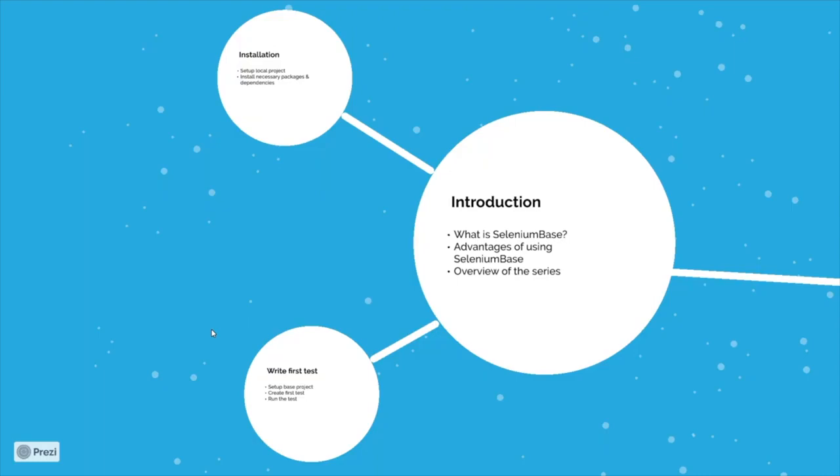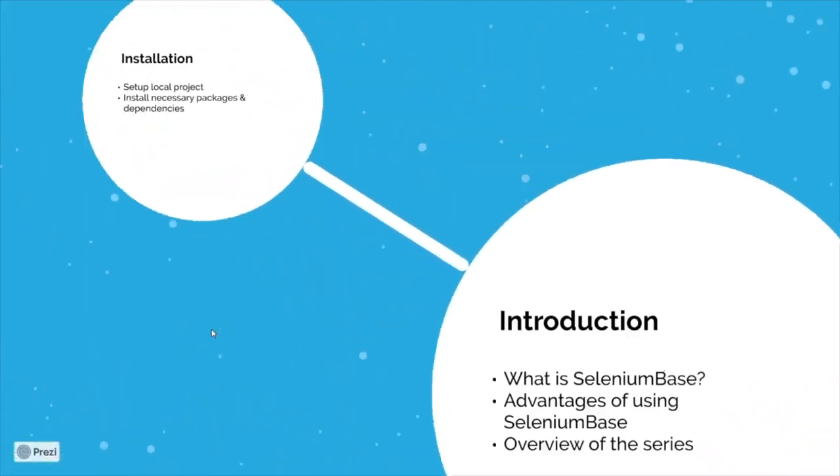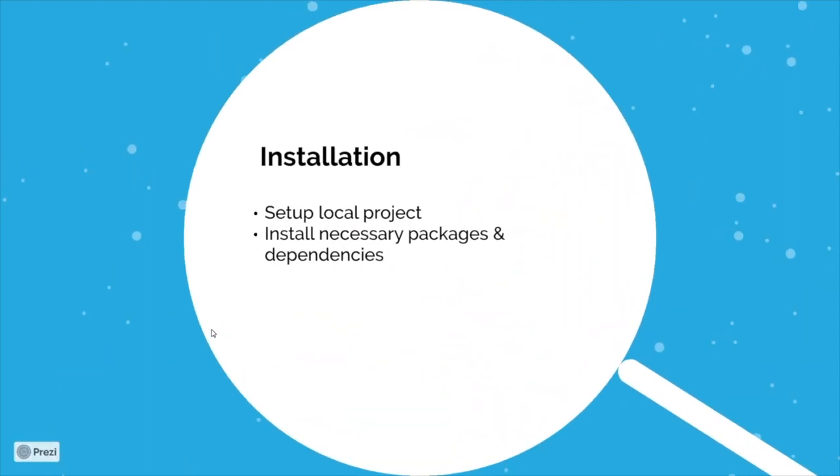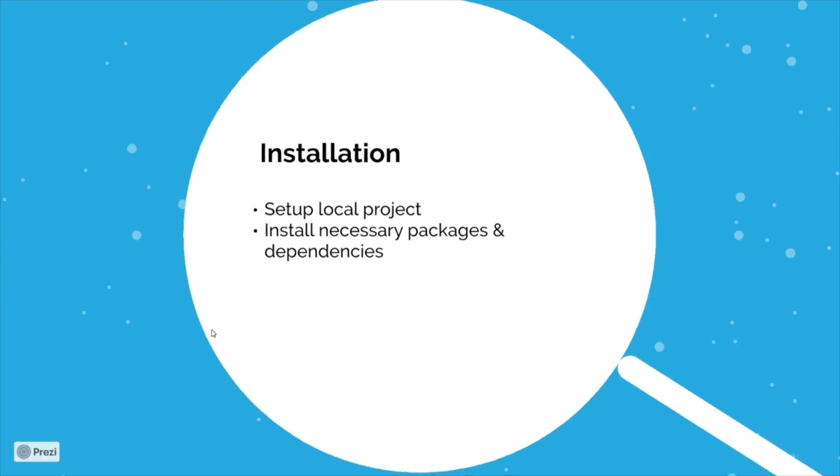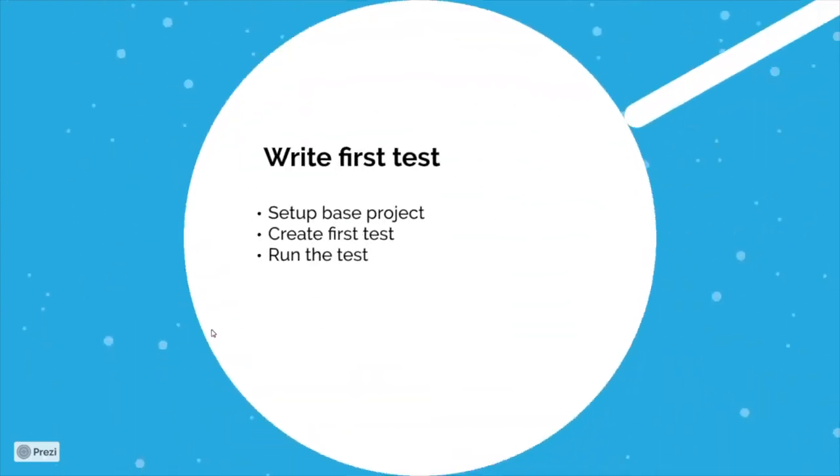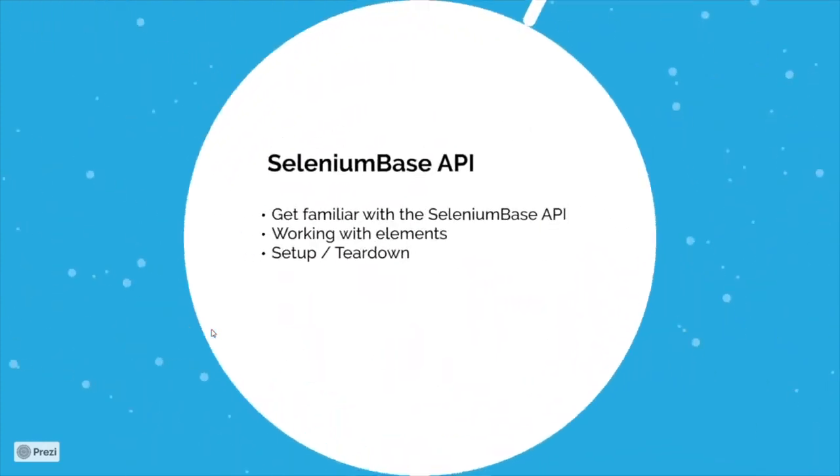After our introduction to SeleniumBase, we installed all the necessary packages and dependencies required to get SeleniumBase working with our local project. And then we wrote our first test using SeleniumBase and Python. After that, we deep dived into the APIs of SeleniumBase and looked into the different features that it offers us. We also covered how to work with various elements and looked into setup and teardown methods for optimizing our framework.